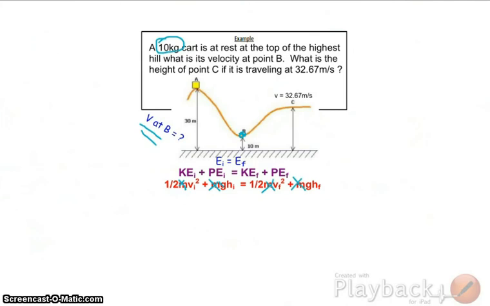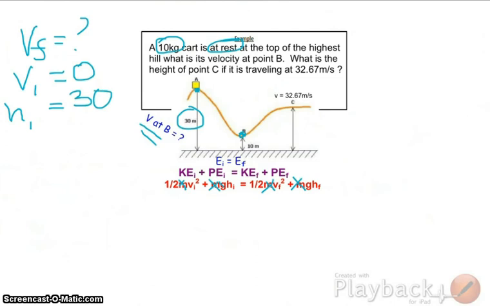Now we're looking at the velocity of B. So I'm going to say we're looking for our final velocity because we started at A and we ended at B. So we have 1/2 VI squared. VI is our initial velocity. Well, we started at rest, so VI is 0. At the top of the highest hill, our highest point, HI, is 30 meters.